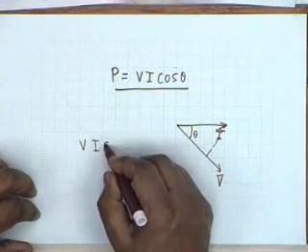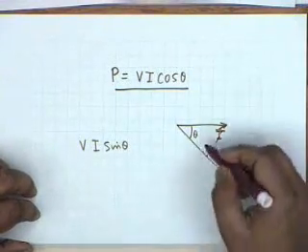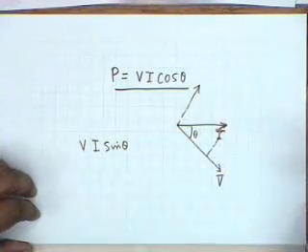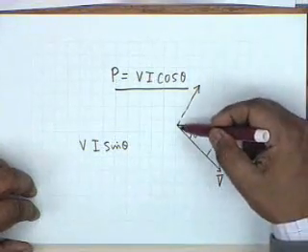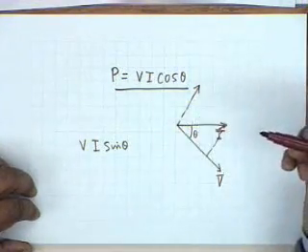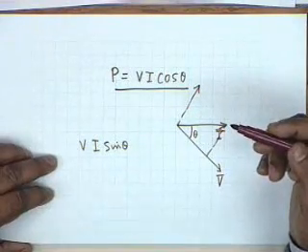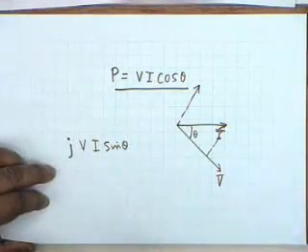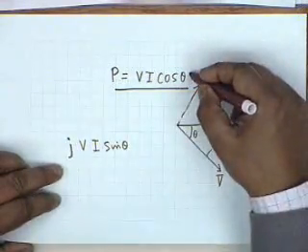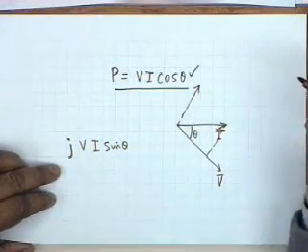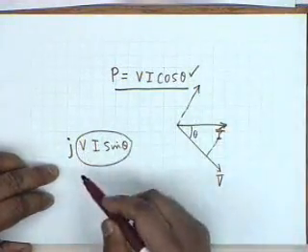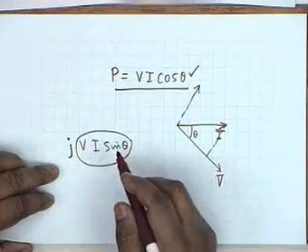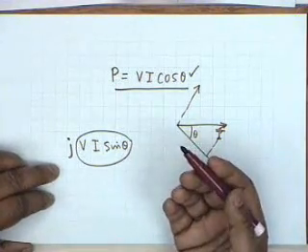What about the product V I sine theta? Well, if this is I cosine theta, obviously there must be an I sine theta in this direction. What about the product V and I sine theta? Because it is orthogonal, it can be represented by multiplication by j. This is 90 degrees away from V I cosine theta, and this quantity V I sine theta is called the reactive power, because it does not cause any absorption or dissipation of energy.